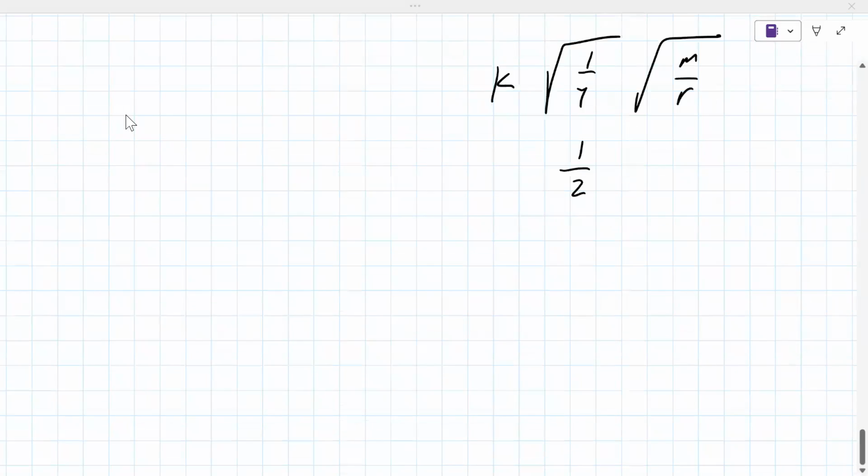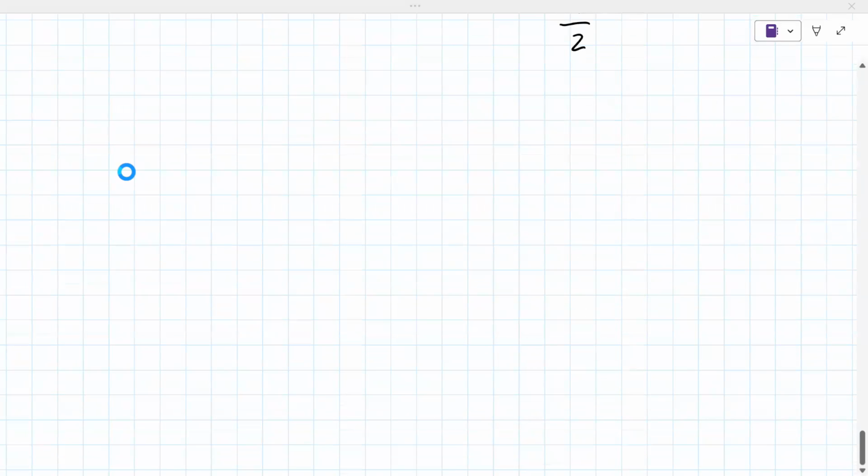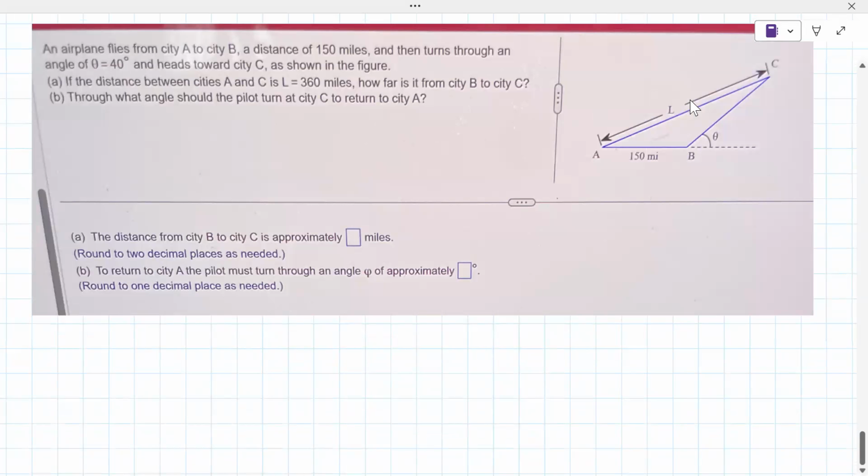All right, here we go. An airplane flies from city A to city B, distance 150 miles, then turns through an angle of 40 degrees, so that's 40 degrees there, and heads towards city C as shown. If the distance between A and C is 360 miles, how far is it from city B to city C?